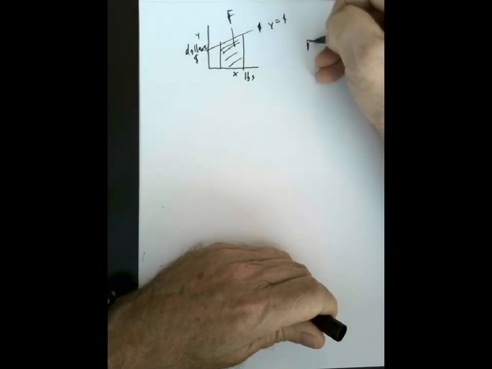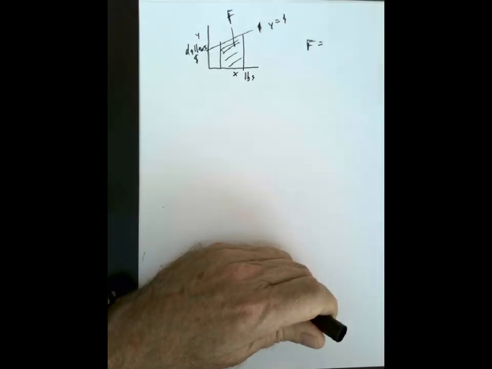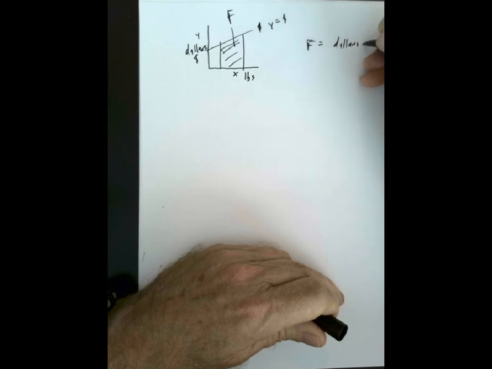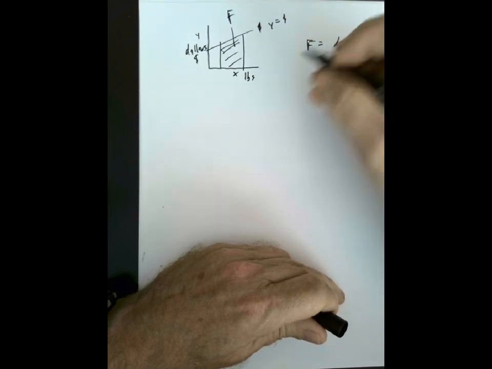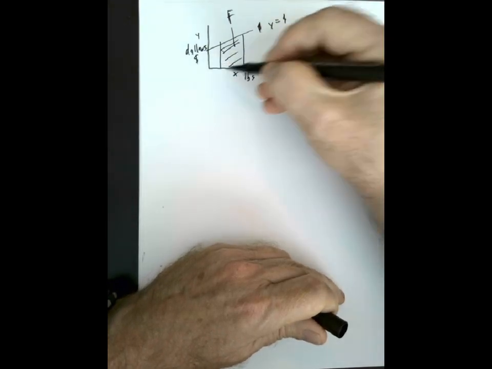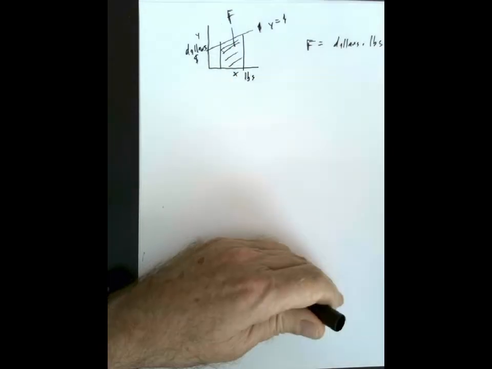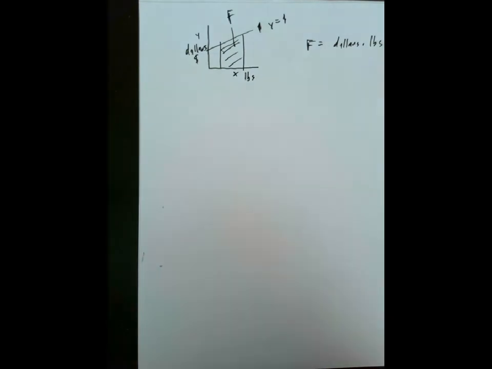Okay, you're back. Hopefully you can see that the units would be dollars times pounds, because it's length or width times length. Dollars times pounds, and we would call that unit dollar-pounds.